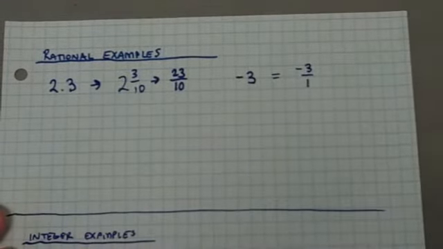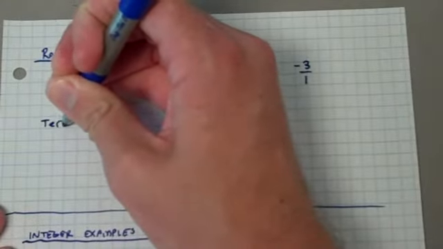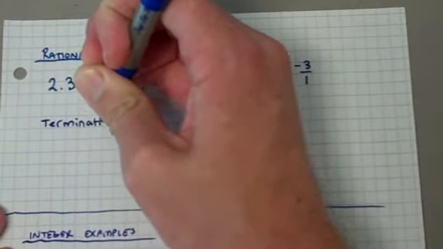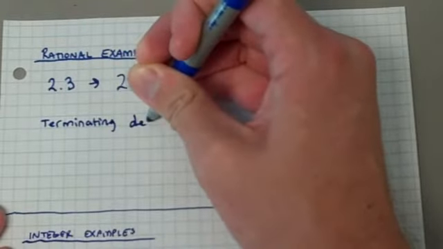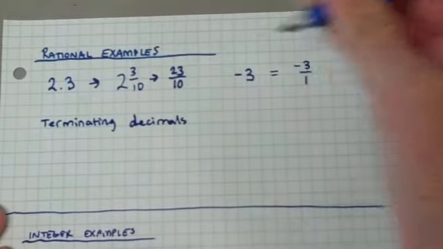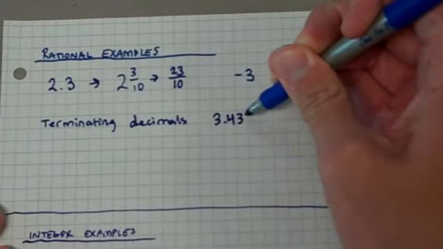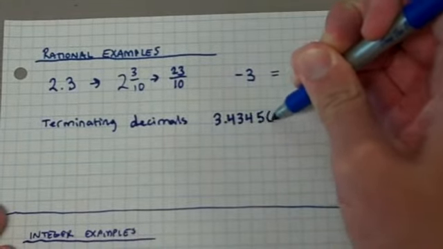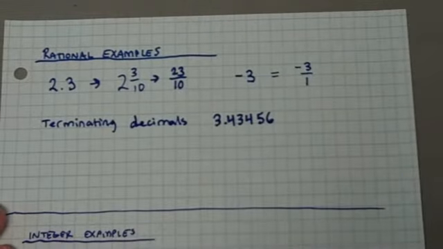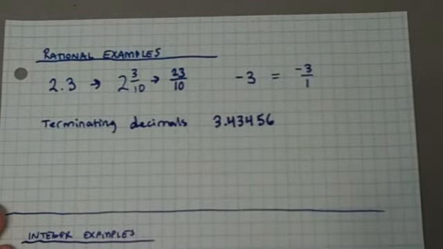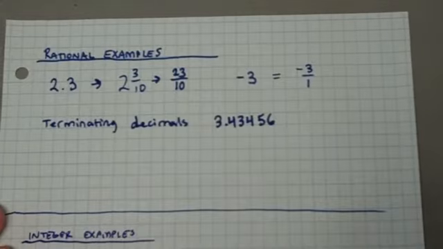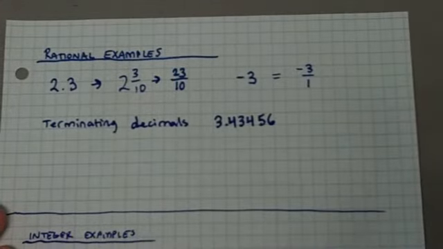Other examples would be any decimal that terminates. So terminating decimals. And what does that mean? That means basically the decimal has an endpoint. It stops somewhere. So if I said 3.43456, and that's it, there's no more, that is a rational number. That can be written as a fraction. It won't be a very pretty fraction, but it can be written as a fraction.